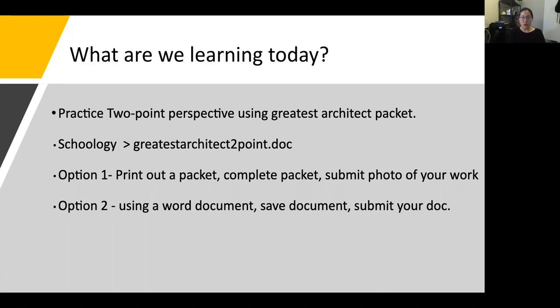Or option number two, you can use a Word document if you have a hard time printing, but I would highly suggest you actually try drawing it on a piece of paper. But if you can't, you can use the Word document. You're going to face a little bit of a challenge with this one because 2 point perspective often needs a lot of horizontal space. So you might have to resize your photo so you can also show two vanishing points, and save the document and submit your photos. Of course, I'll help you out in this video as to how to do that.